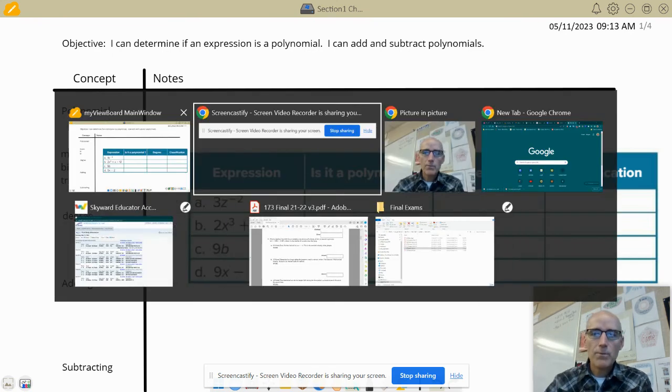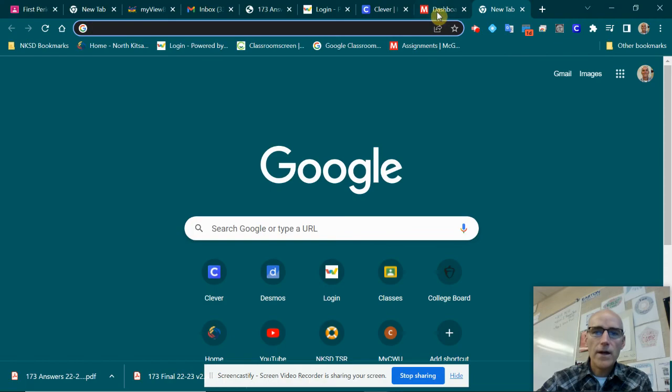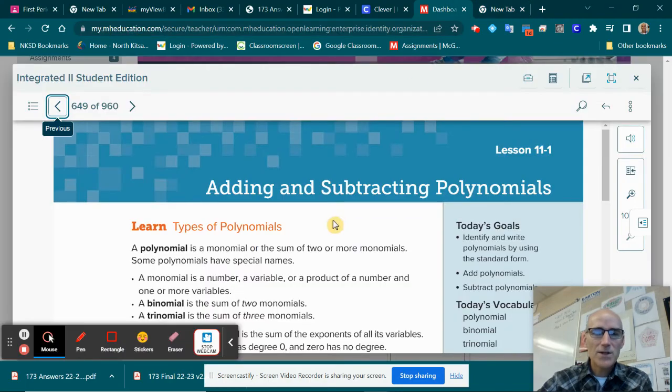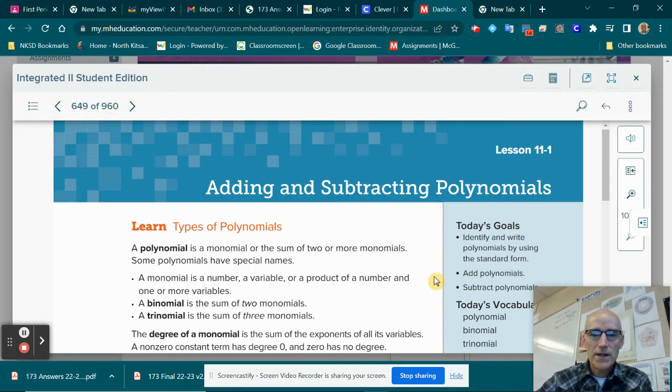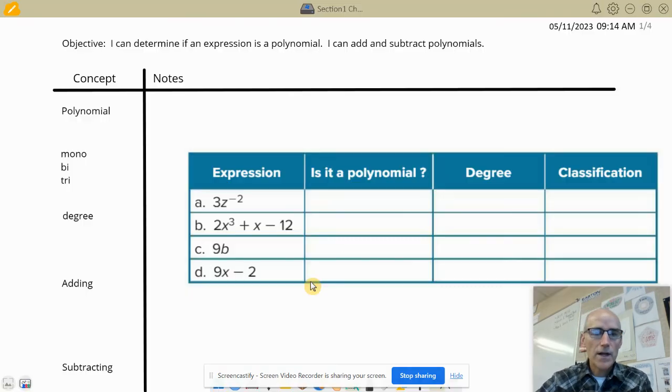Let's look over at the book for just a second here. I just want to remind you, we do have a textbook, right? We don't often pull the textbook out, but right here it says a polynomial is a monomial. Well, what the heck is a monomial? Or the sum of two or more monomials. Well, we've got to go down here and figure out what a monomial is. It's a number, a variable, or a product of numbers and a bunch of variables. It could be a lot of numbers and variables.